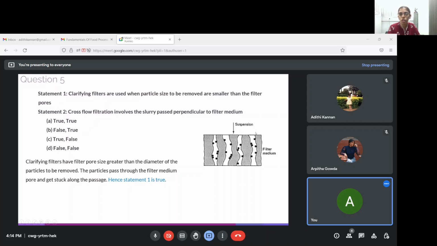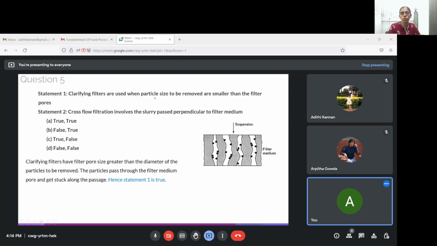So it will accumulate all the particles that are bigger at the top itself. So the screens will have smaller pores, whereas in the case of clarifying filters, the pores will be larger. So their separation will be based on the accumulation of the particles inside the filter medium rather than outside the filter medium. So statement 1 is true.